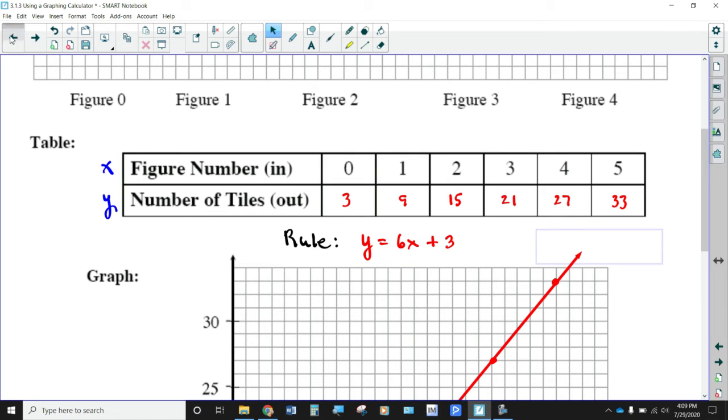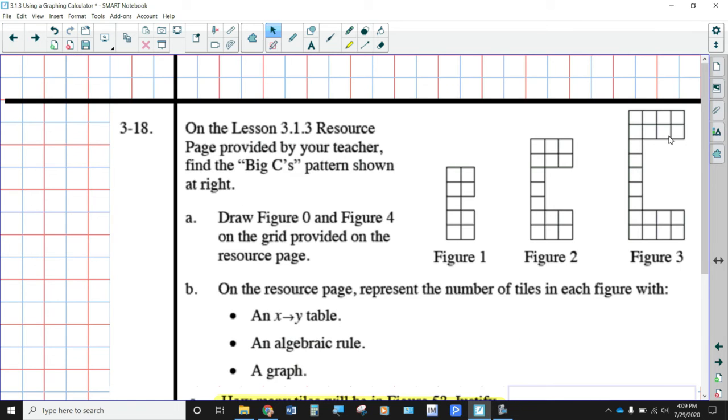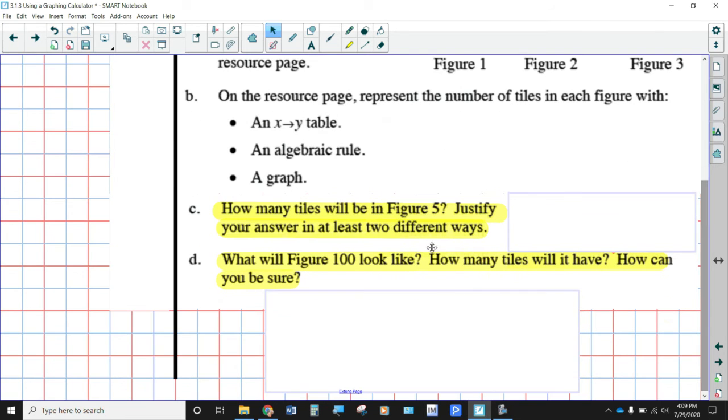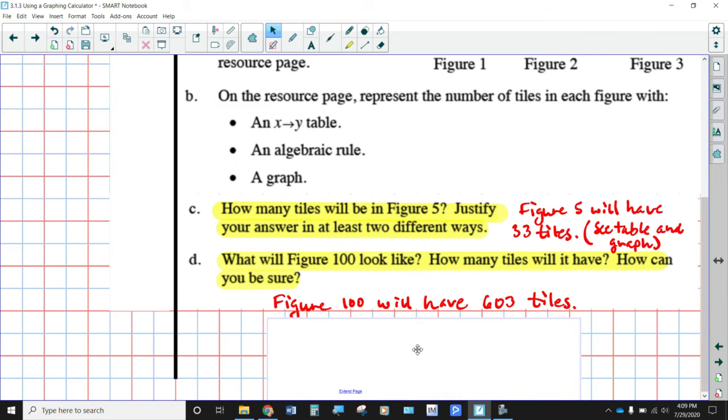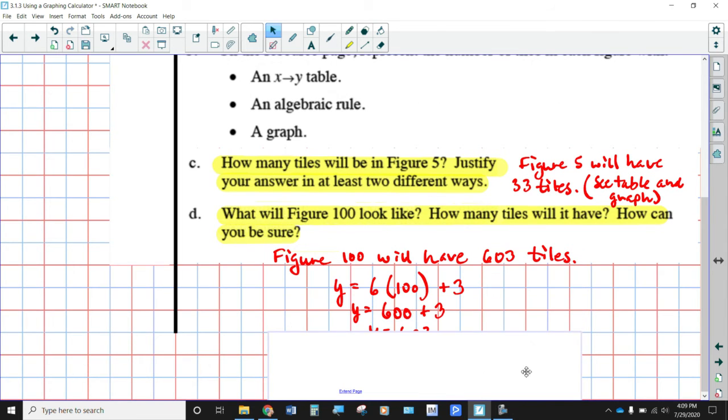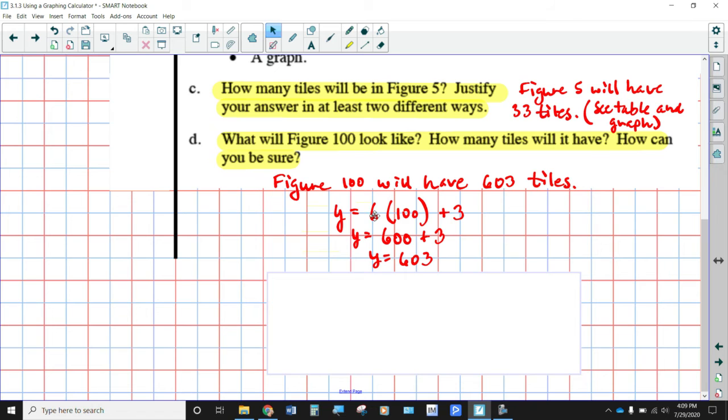Okay, so let's go back and answer some questions now. First question, how many tiles will there be in figure 5? And we saw that there were 33 tiles in figure 5. And what would the 100th figure look like? Well, the 100th figure is going to have 603 tiles in it, right? Because you're going to multiply 6 times 100, since the figure number is your x in this exercise. 6 times 100 plus the 3 is 603. So you would declare that answer.